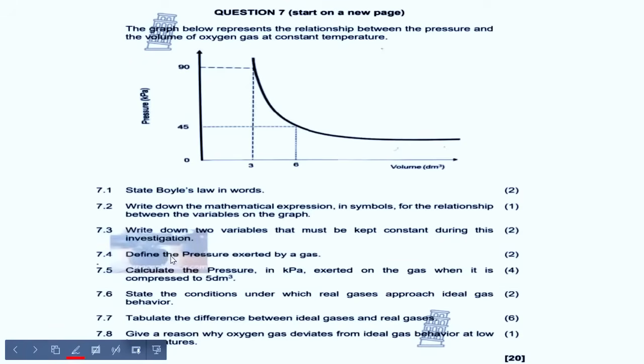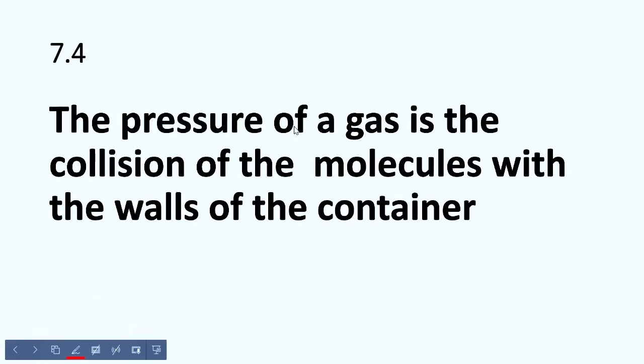Then 7.4 says, define the pressure exerted by a gas. What is the definition of pressure? So simply, pressure of a gas is the collision of the molecules with the walls of the container. So that's what pressure is, the collision of the molecules with the walls of the container.